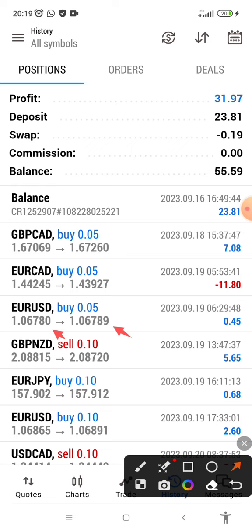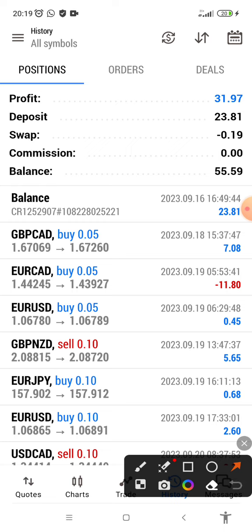If you look at it, the entry is 1.06780, and then the closing price is almost the same, 1.06789. So it is the 0 that moved up to 9, and then it gave this profit. So it didn't move up to even 1 pip, almost 1 pip, but it didn't get to 1 pip. So that is that. Okay, so this was even less than a pip.